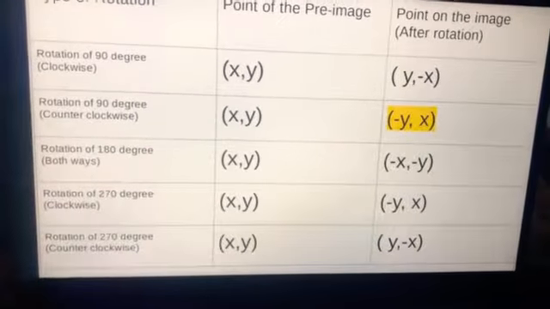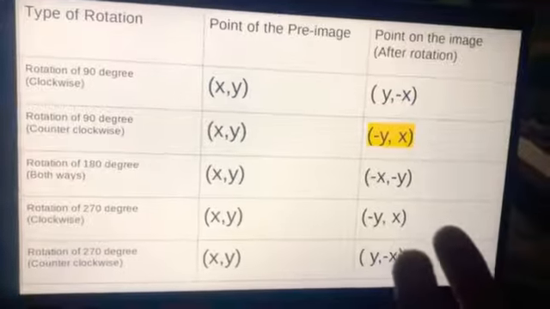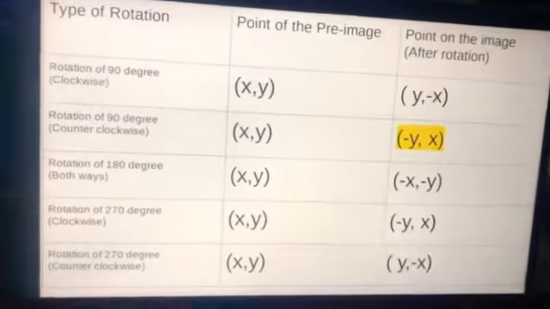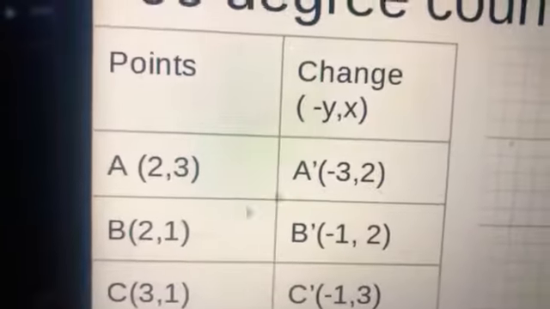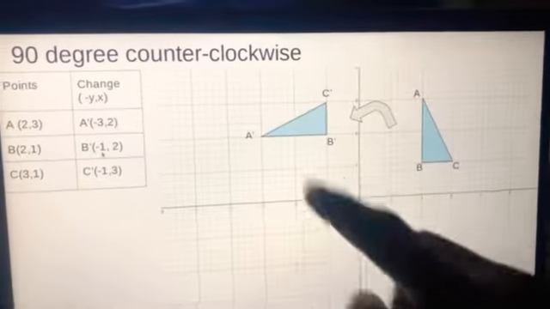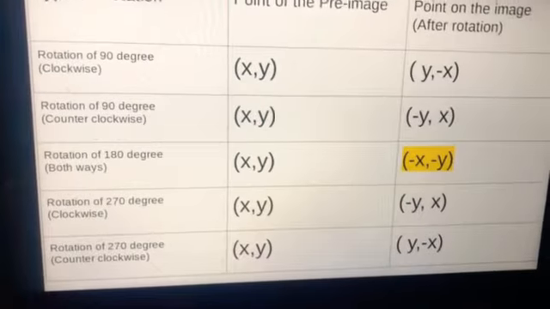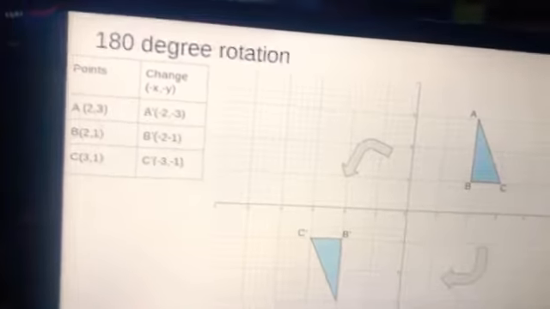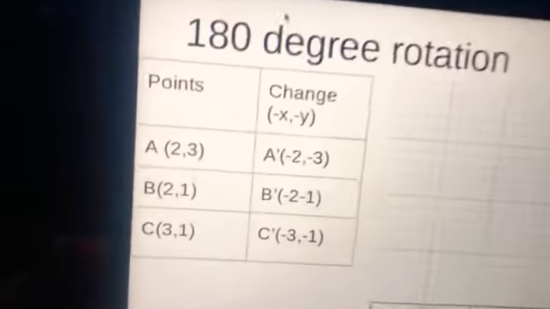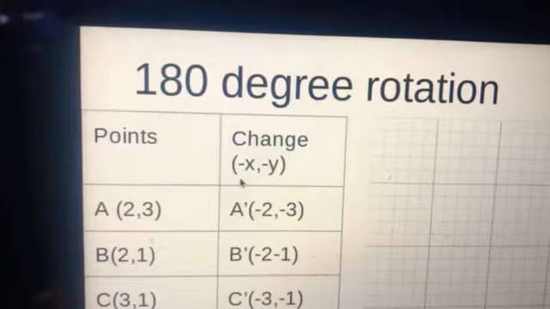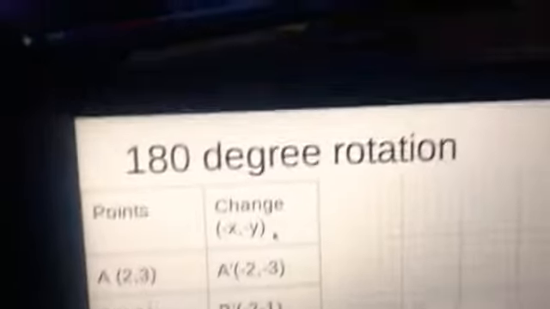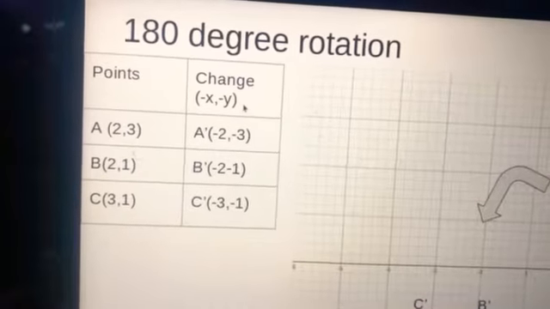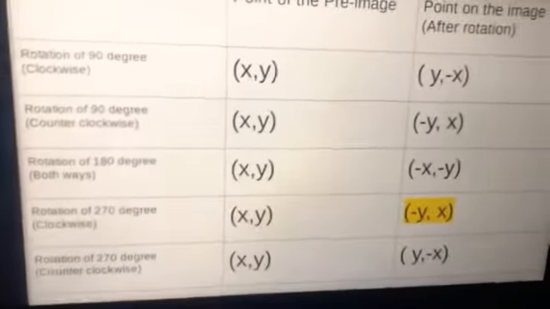For 90-degree counterclockwise, you're gonna do the same thing, flip the axis, but this time the y is gonna be negative. So as you can see here, your old y is now negative, and it should look like this. 180 degree doesn't really matter which way, because it's always gonna land in the same space. For this, the x and the y are gonna stay in the same place, but they're gonna become negative or positive, depending on whether your number was positive or negative.